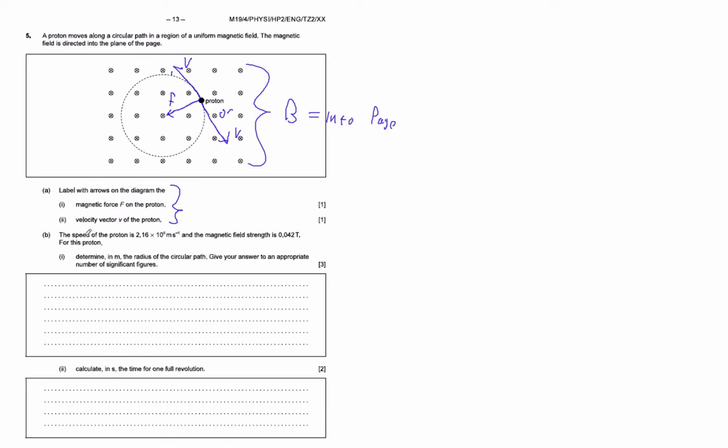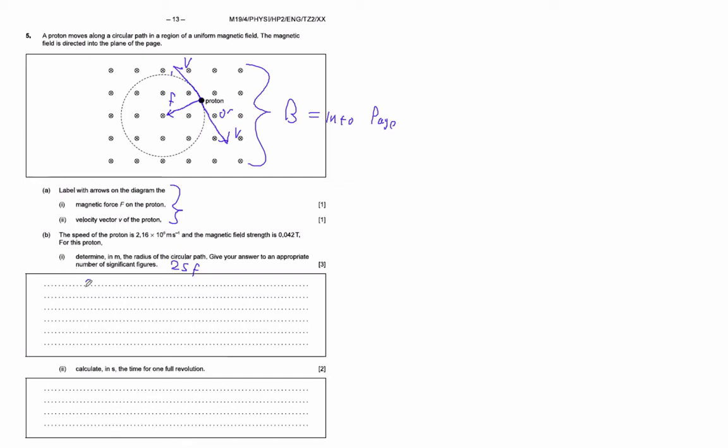All right. The speed of the proton is 2.16 times 10 to the 6 meters per second. The magnetic field is 0.042 teslas. For this proton, determine in meters the radius of the circular path. Give your answer to an appropriate number of sig figs. Now we have 3 there, 2 there, so we should have 2 sig figs, right? It's 3 marks. Okay, yeah, so one of the marks is actually for the sig figs.